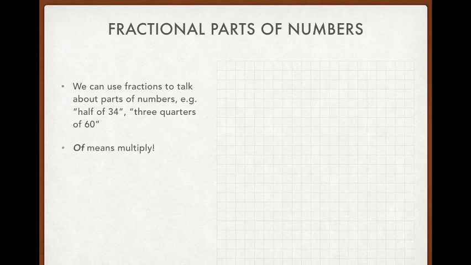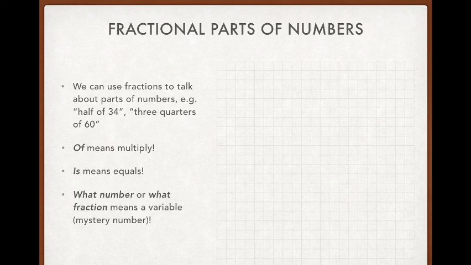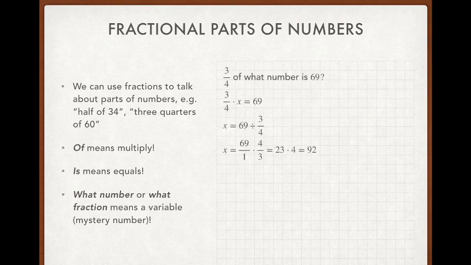The things to remember here are what these English words mean in terms of mathematical operations. When we say of, we mean multiply. A lot of guys think it means divide. It doesn't. Please don't make that mistake. Of means multiply. Half of 34 means 1/2 times 34, which will give you 17, which is half of 34. When we say is, that means equals. That one I think is pretty easy. And when we talk about what number or what fraction, this is a mystery number, a variable.